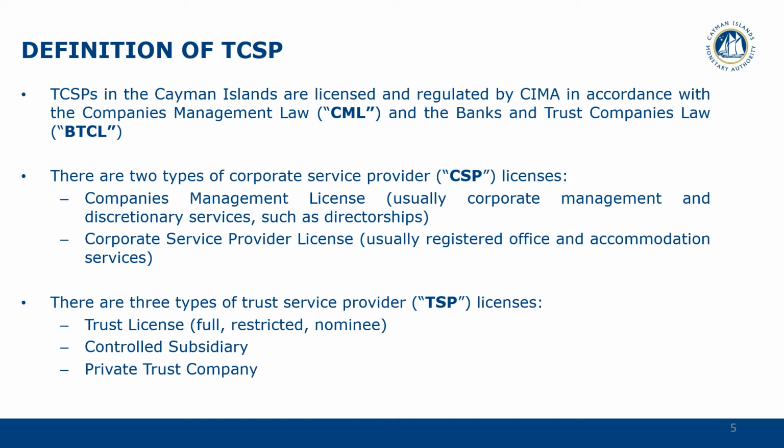There are two types of corporate service provider licenses: companies management licenses, usually corporate management and discretionary services such as directorships, and corporate service provider licenses. Those are usually registered office and accommodation services. Looking now at TSPs, there are three types of trust service provider licenses: trust licenses, which then are further broken down into full, restricted or nominee types, controlled subsidiary licenses, and private trust companies.